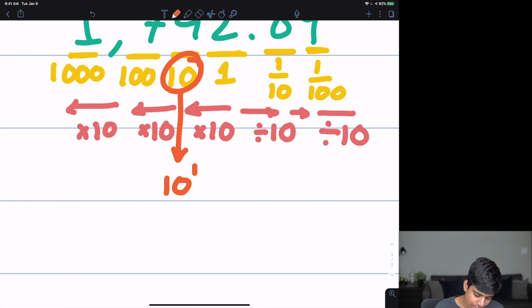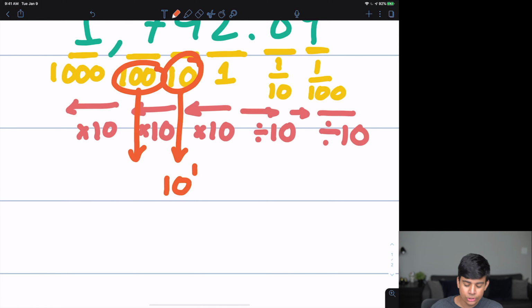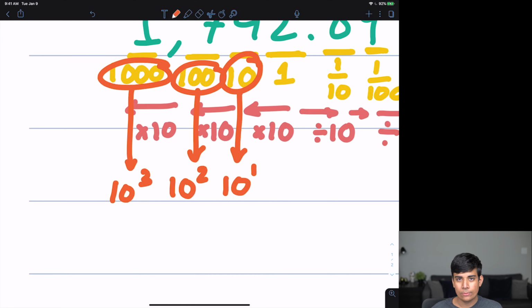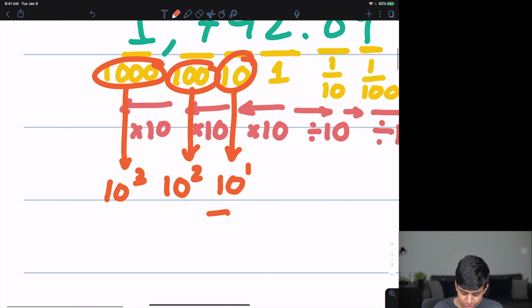Now, if I were to take the number to the left of it, which is 100, and I were to write it out as a power, this would be 10 to the second power, because 10 squared is 100. Now, if I take 1000, the number left of 100, you can see that I can write this as 10 to the third power, which makes sense. You're basically increasing every time by 1 in the exponents, because 10 to the first power is 10, 10 squared is 100, and 10 cubed is 1000.